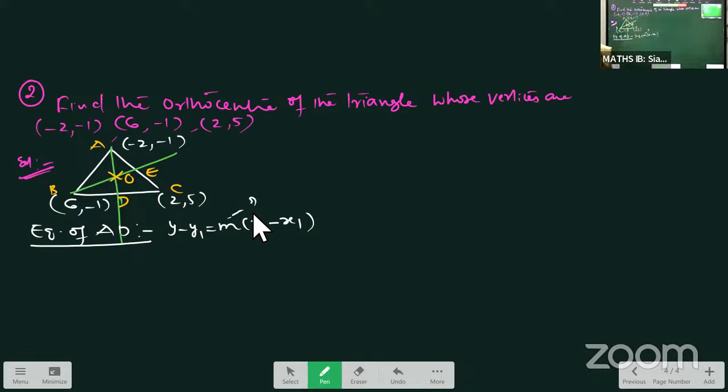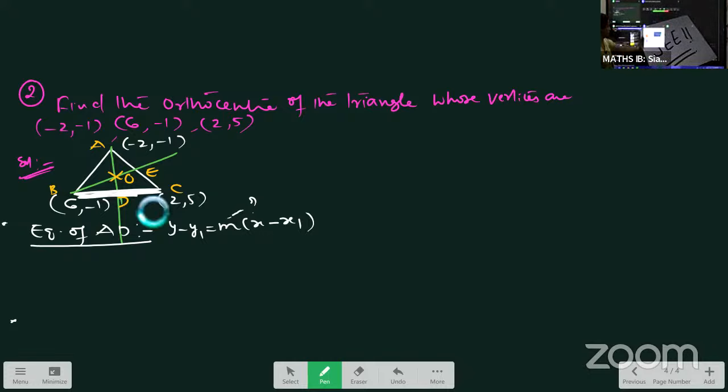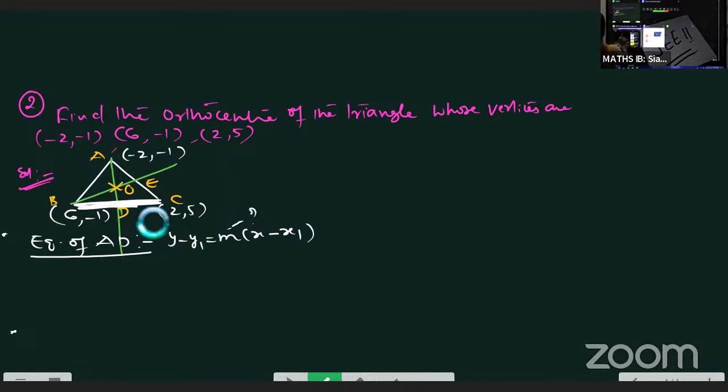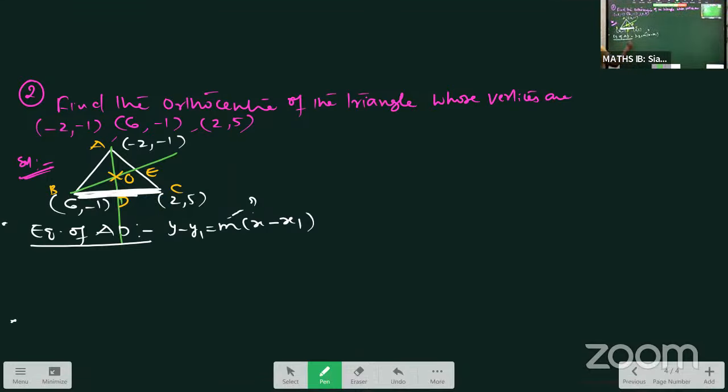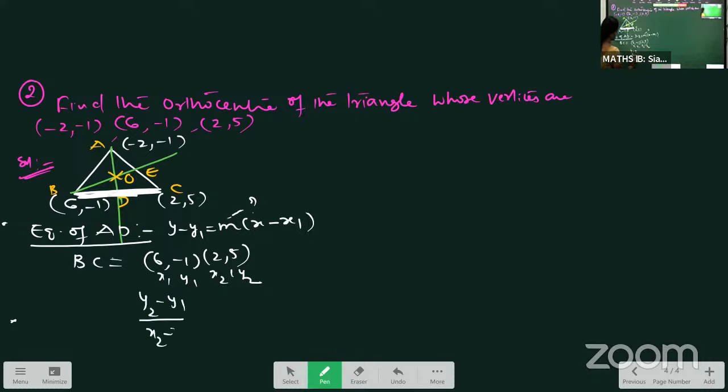Before finding the m, you take the help of BC. Take the slope of the BC line and make it reverse. Then you will get the AD slope, because we need AD, not BE. So take the slope of BC, with points 6, -1 and 2, 5, as x1, y1, x2, y2. What is the slope formula? y2 minus y1 by x2 minus x1.